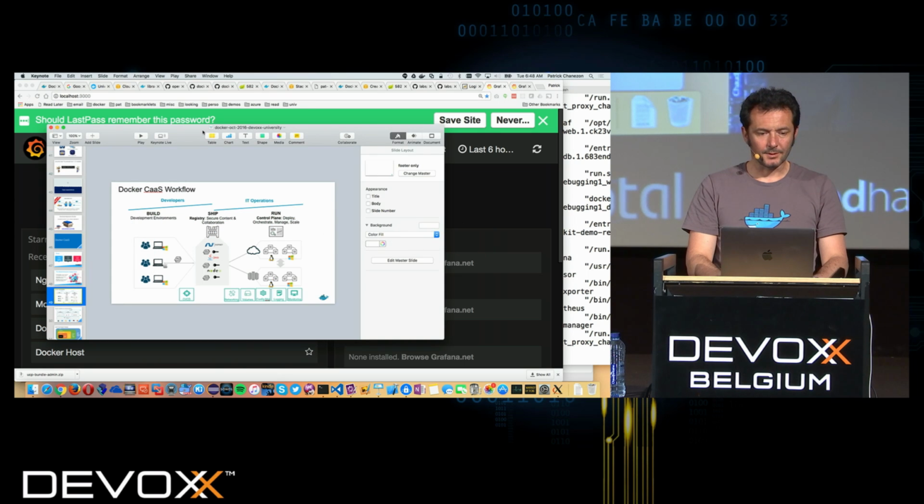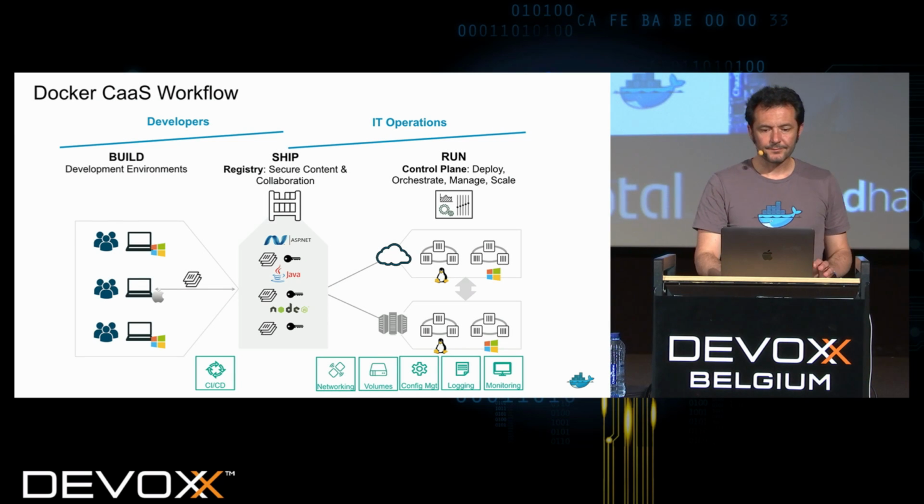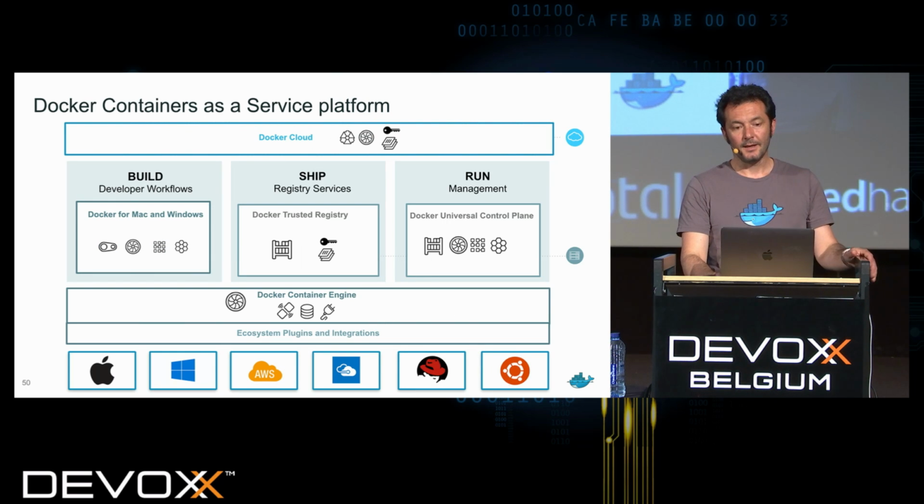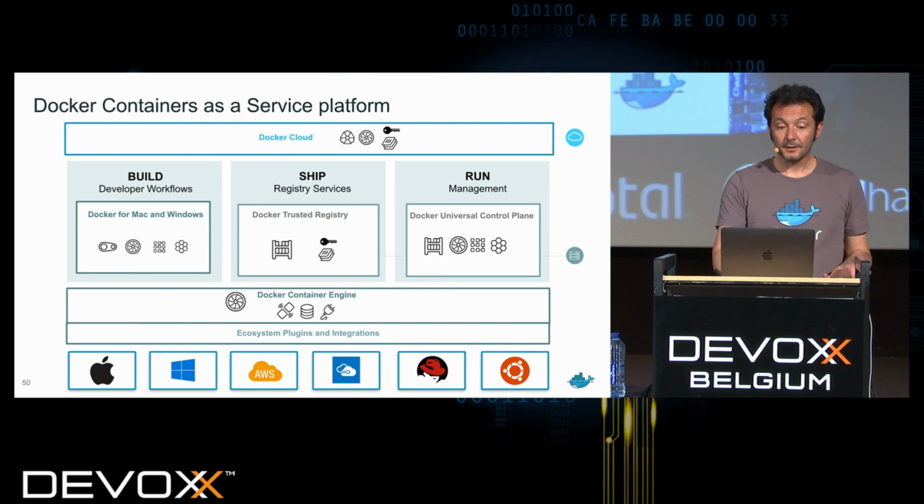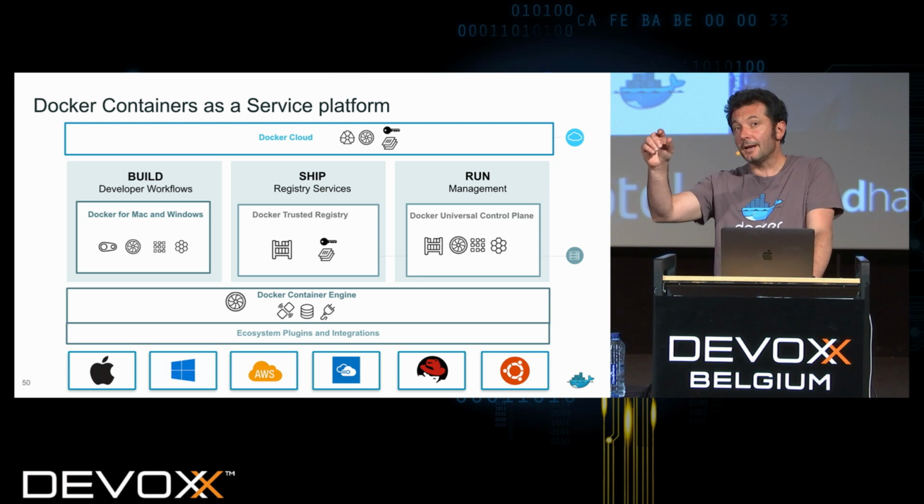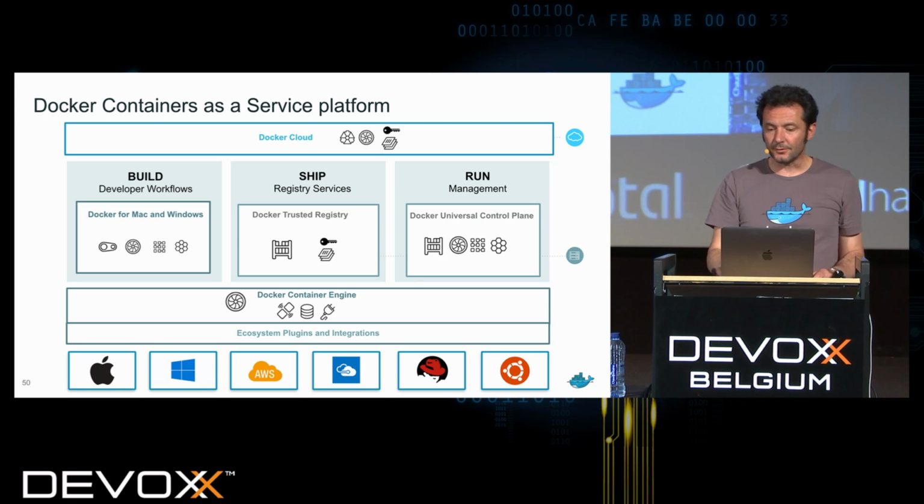Oh yeah, we are talking about monitoring. So that's the CaaS workflow for build, ship, and run. And that's what it looks like in terms of product. You have any kind of infrastructure at the bottom, the plugins and integration plus Docker Engine on top, and then tools for build, shipping, and running. And Docker Cloud as additional services for collaboration.